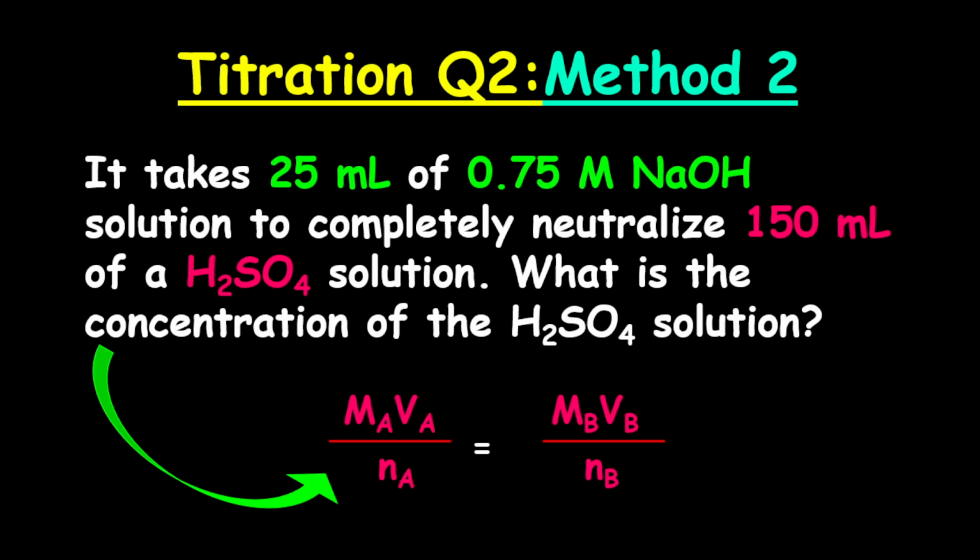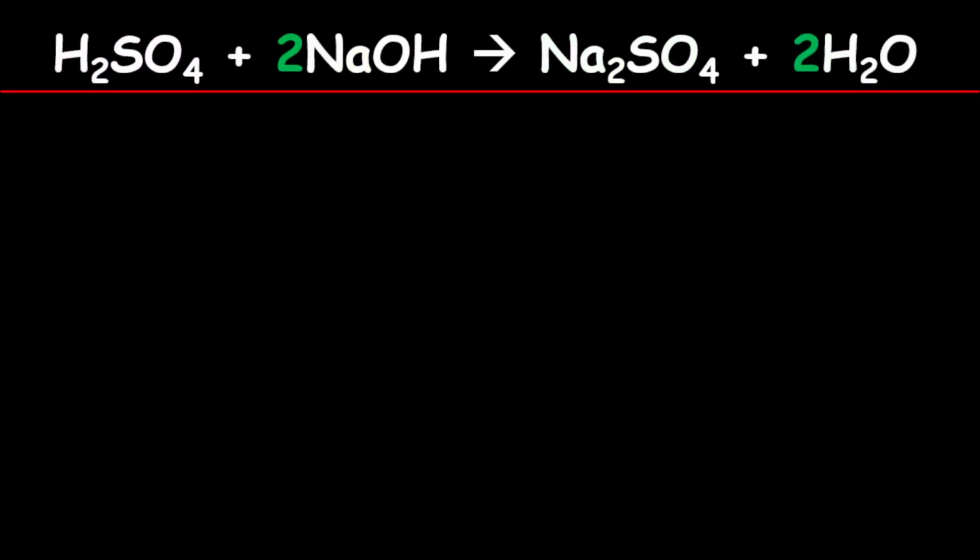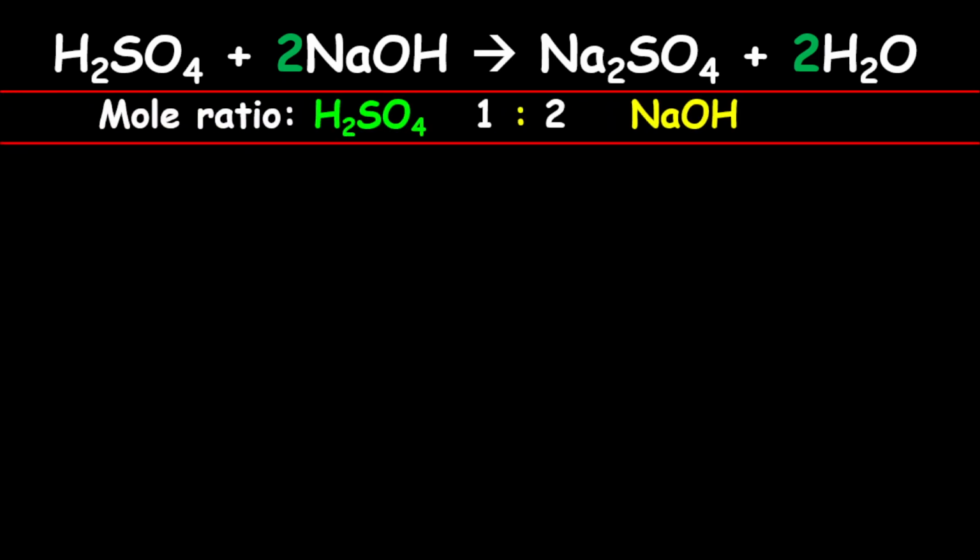Again, please remember to always write your balanced chemical equation first. From a balanced chemical equation, determine your molar ratio between the acid and the base. This is a 1:2 ratio based on this equation, which means it required 1 mole of sulfuric acid to react with 2 moles of sodium hydroxide.